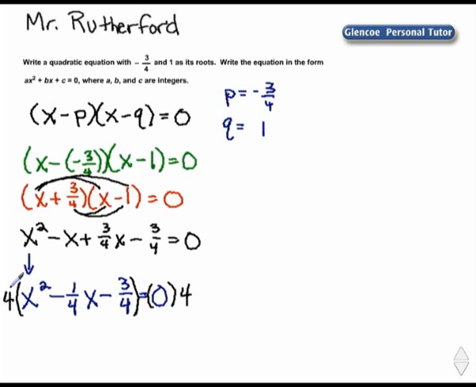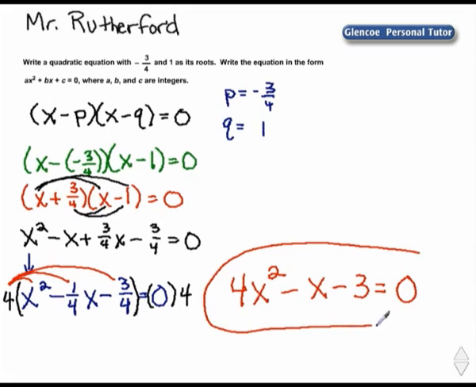So I distribute the 4 to the inside to each term. So we have 4 times x squared will be 4x squared. 4 times -1/4 x will give us -1x, or just -x. And 4 times -3/4 will give us -3. On the right side of the equation, 4 times 0 is 0. So here is our quadratic equation in the form ax squared plus bx plus c equals 0.